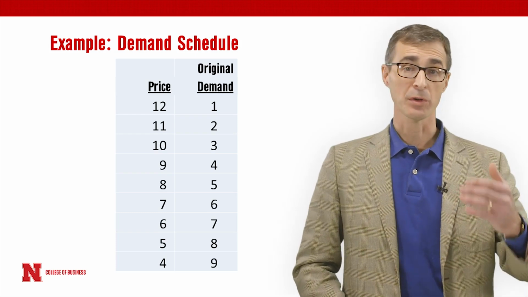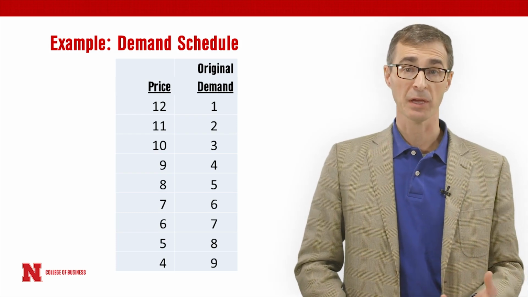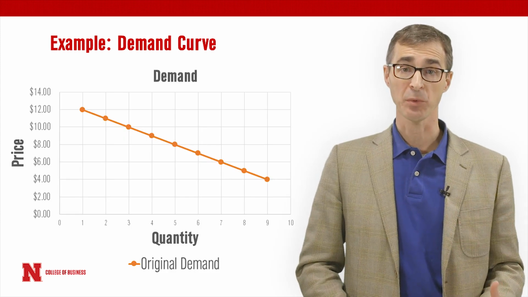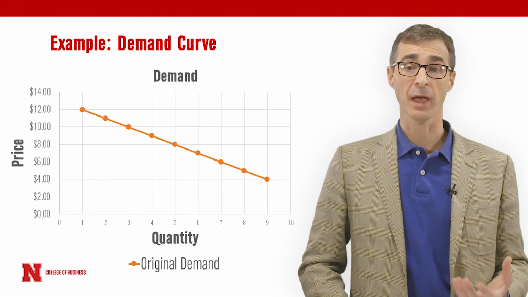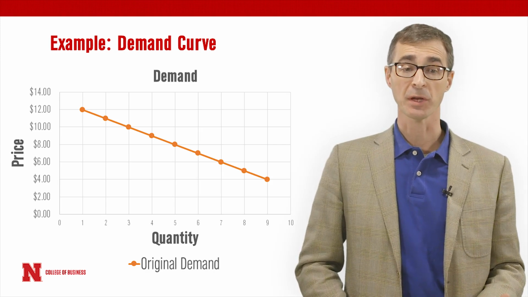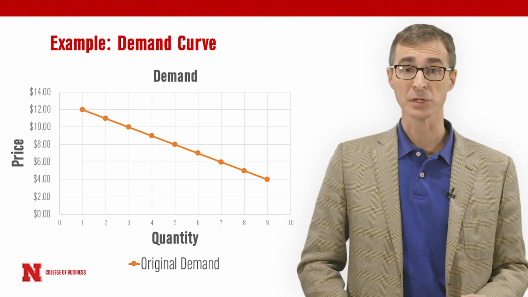The numerical representation of this buyer behavior is what's known as a demand schedule. We can graph those data points on a curve, and that's what's known as a demand curve. So when we graph a demand schedule, it's known as a demand curve. Here we can see that we have a downward sloping curve.